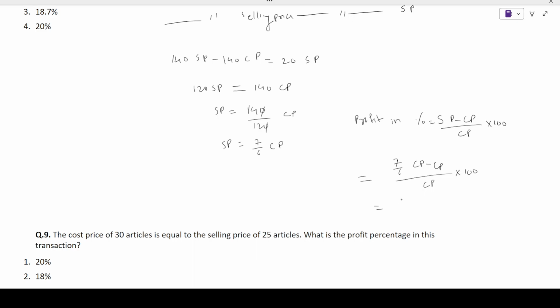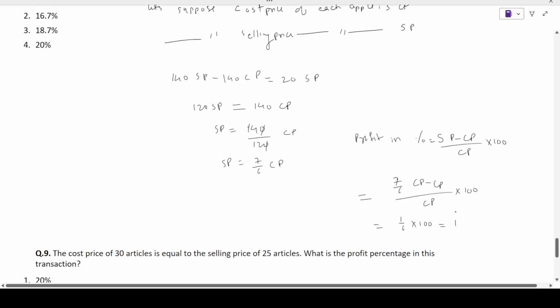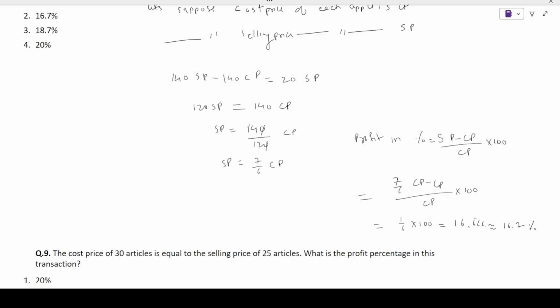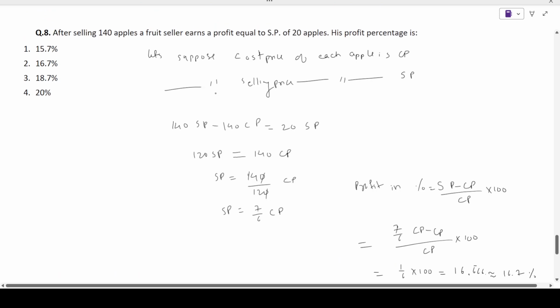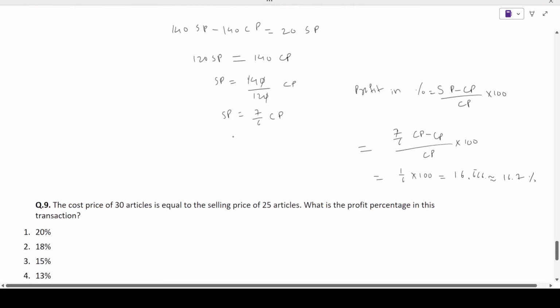Solving this, we have 1 by 6 into 100. 1 by 6 will be 16.666, which is approximately 16.7%. From the options, we have the answer option number 2. Moving on to the next question.